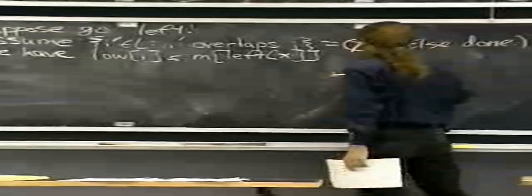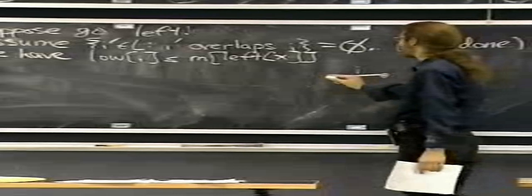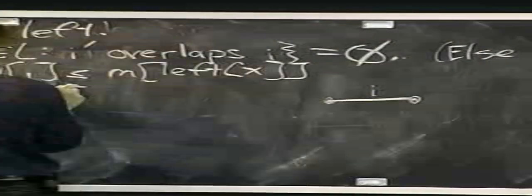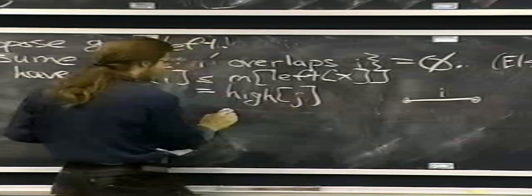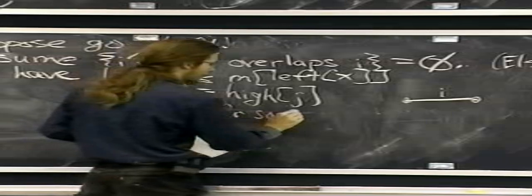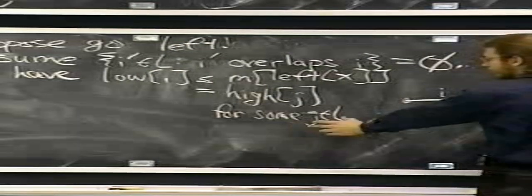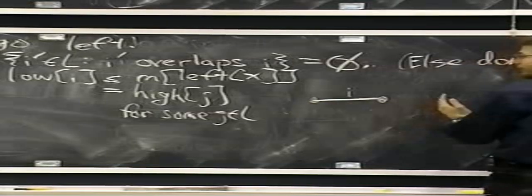We have our interval I. There's low of I. We have m of left of x, and we say that that's further to the right. It's a little hard to draw the picture at this point. We don't quite know enough. Let's do what we did before. m of left of x, we know, is the high endpoint of some interval j for some j in the left subtree. That's what this means. So this is the right endpoint. This is saying that the left endpoint of I is smaller than the right endpoint of j.